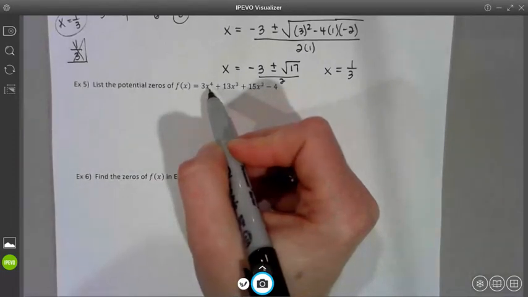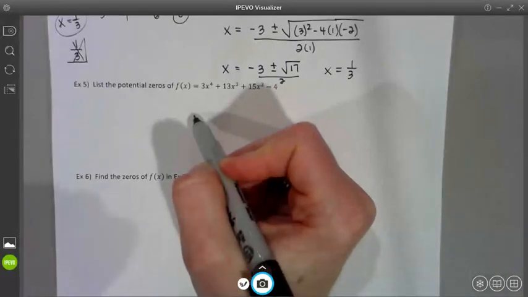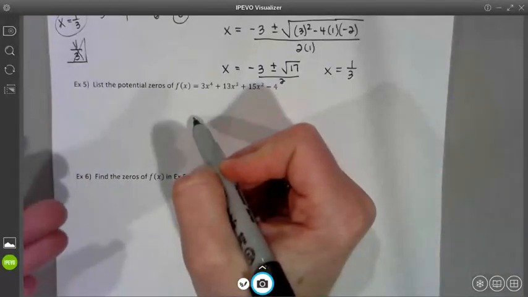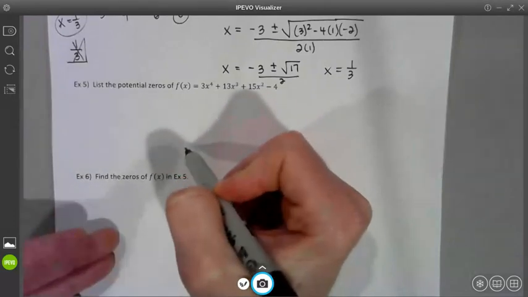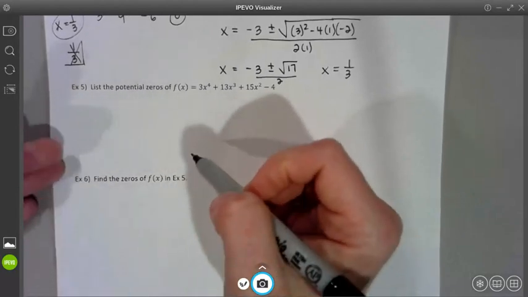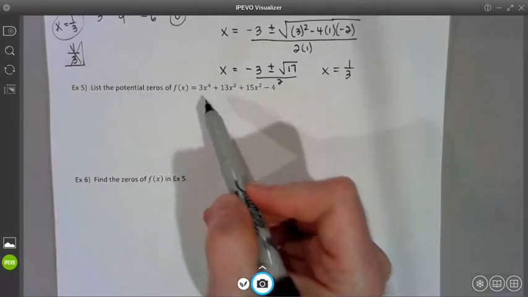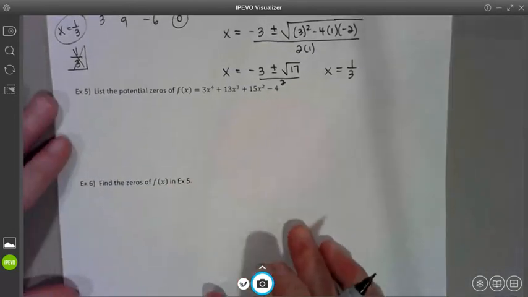Now, hear me out. If this is a degree 4 polynomial, one round of synthetic is only going to get you to a degree 3 polynomial. Maybe that degree 3 polynomial will factor by grouping. If not, we're going to have to try and get that degree 3 polynomial down to a degree 2 polynomial using more of those potential zeros and another round of synthetic. So the higher the degree, the more and more complicated this process is going to get. So again, let's get our P's and Q's.